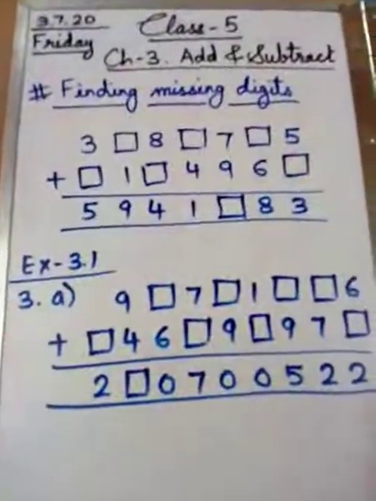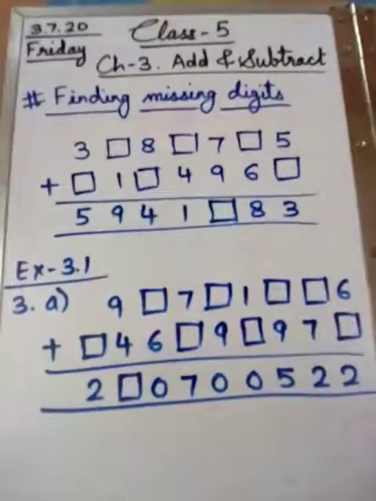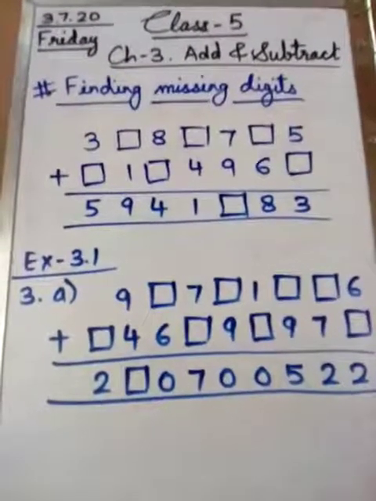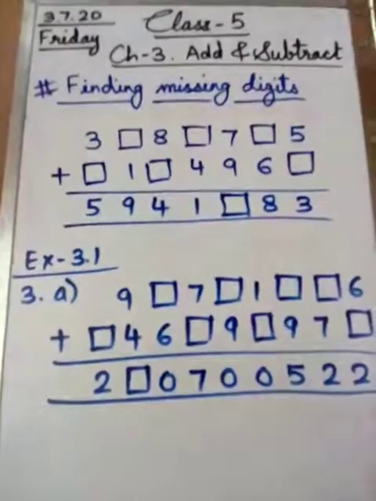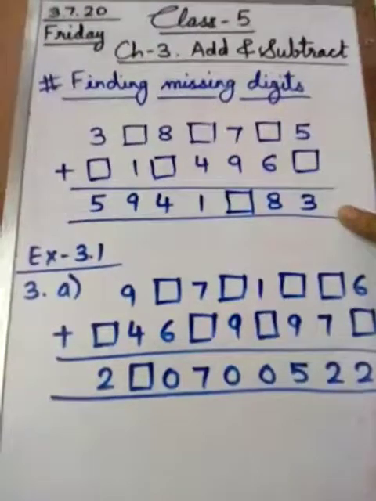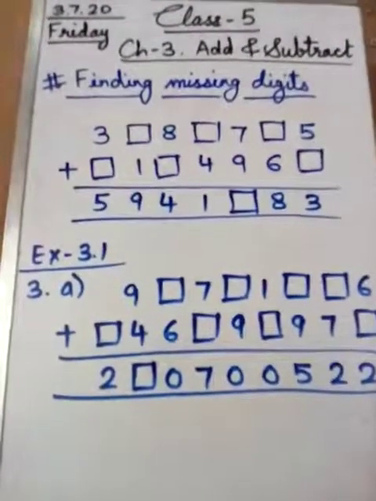Students, in the previous class we have studied addition of 2 to 3 numbers, right? And those would be 7 to 9 digit numbers. Today I will teach you how to find missing digits when you have two addends and a sum. Some of the digits are missing. So how to find? Let us start.